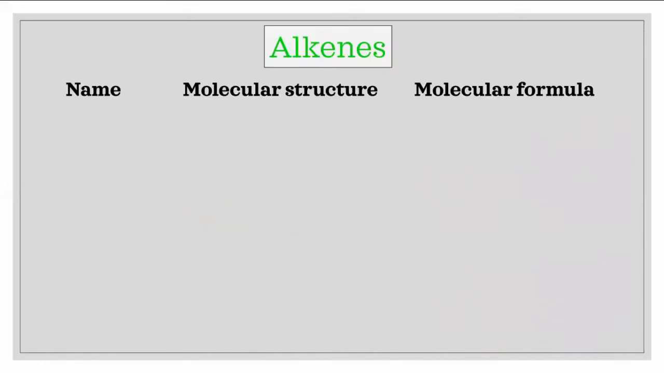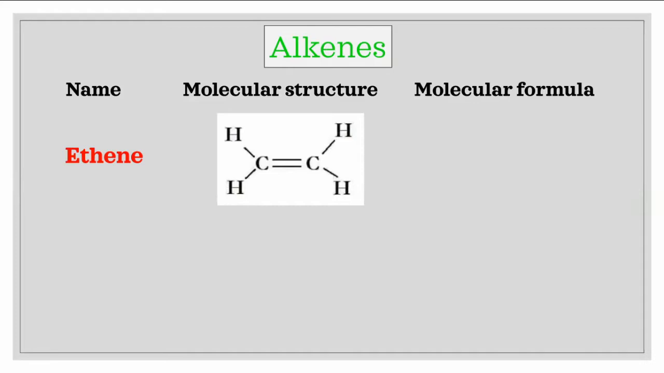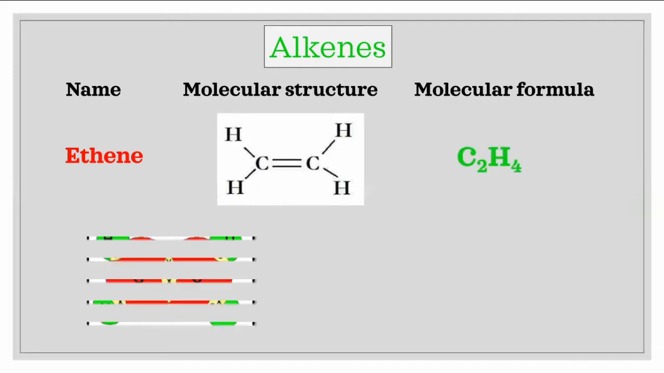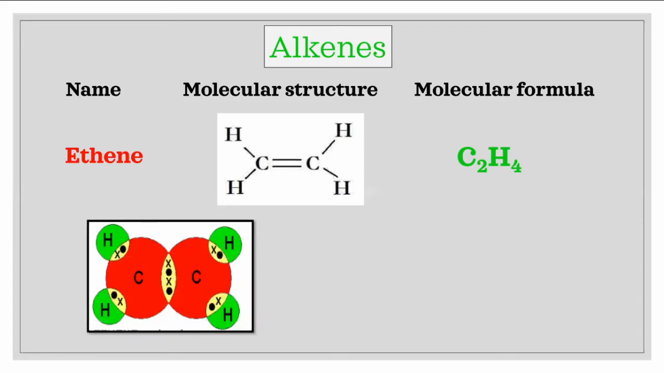The simplest alkene is that which has two carbon atoms, and it is known as ethene. This is the molecular structure. As you can see, there's a double bond between the two carbon atoms. If you look at each carbon atom, it forms two bonds with its neighboring carbon atom, and the other two bonds are formed with hydrogen. This is the molecular formula C2H4, and here is a dot and cross diagram of ethene.